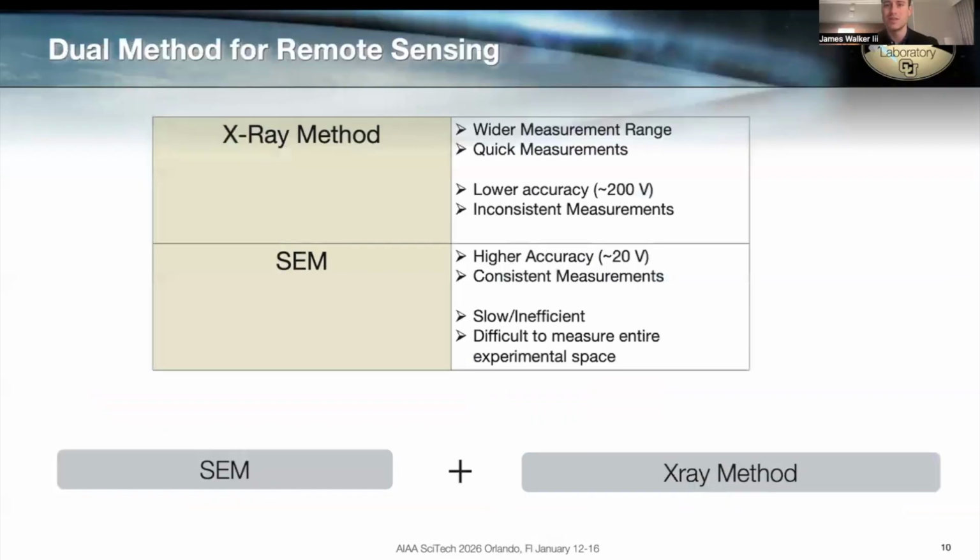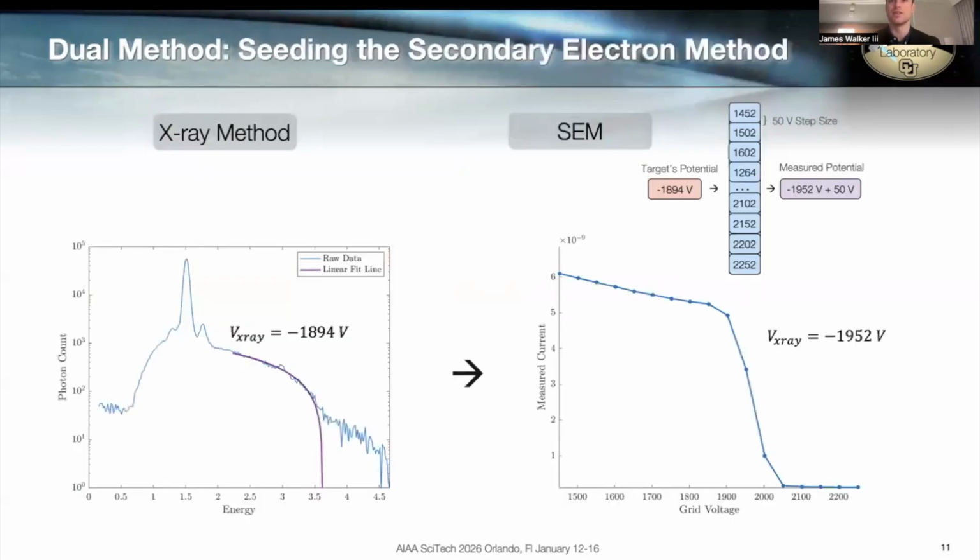So we have these two methods, each with their positives and drawbacks. The idea is, can we combine these two methods to leverage only the benefits of them? And that leads to the dual method. The idea of the dual method is to seed the secondary electron method with an initial X-ray measurement.